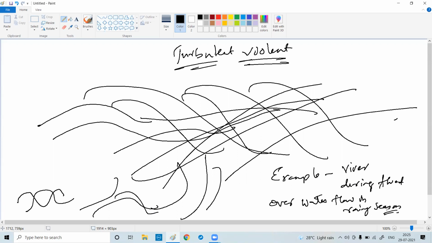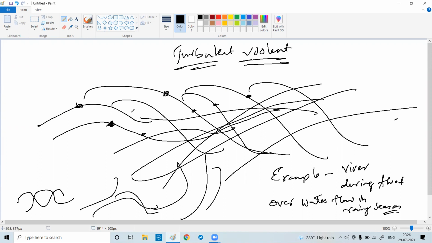Yes. What about the velocity? Is the velocity constant? Harsh? Is the velocity constant? No, sir. Velocity is not constant. Okay. Pressure is also not constant. Nothing is constant. And there is no orderliness.